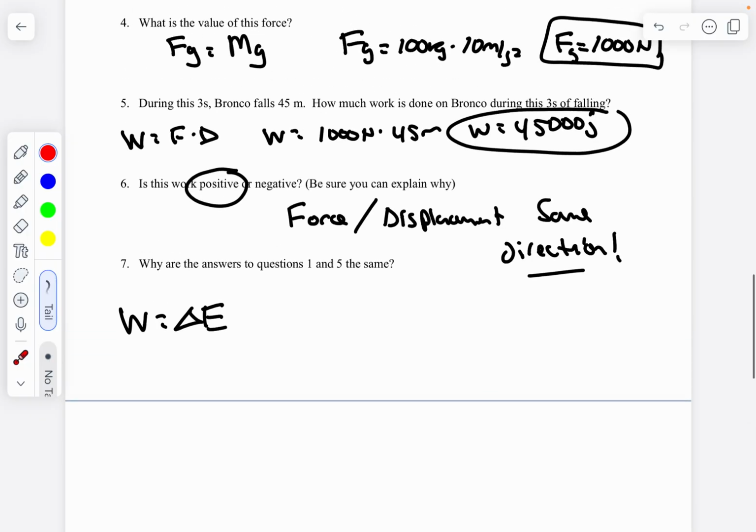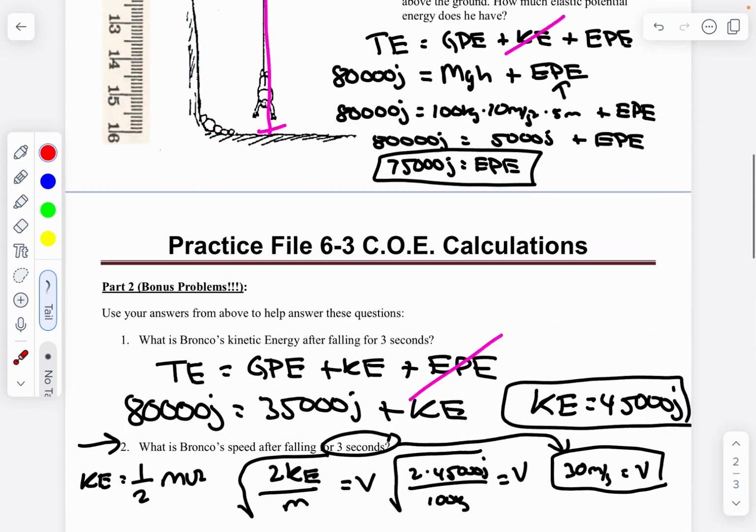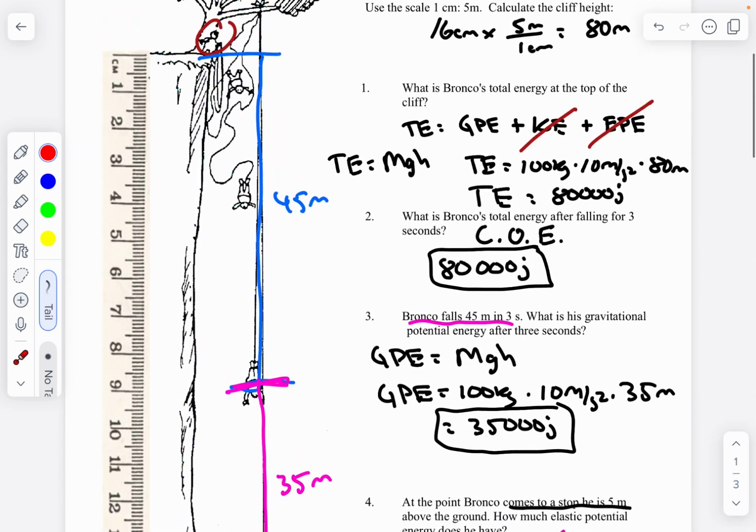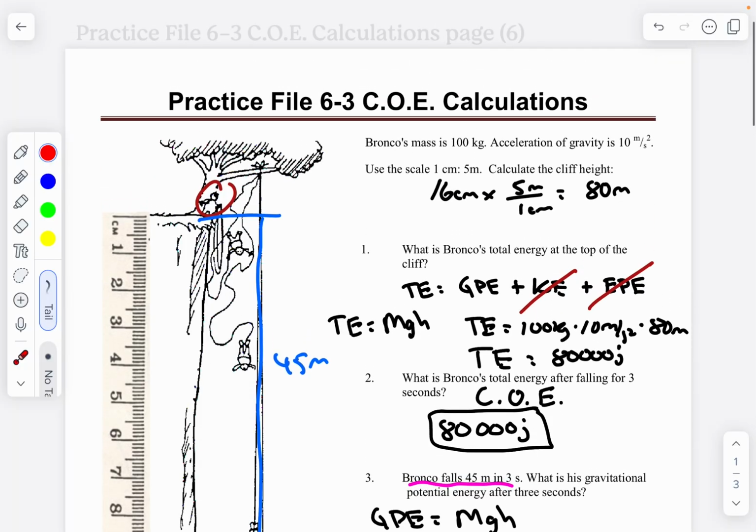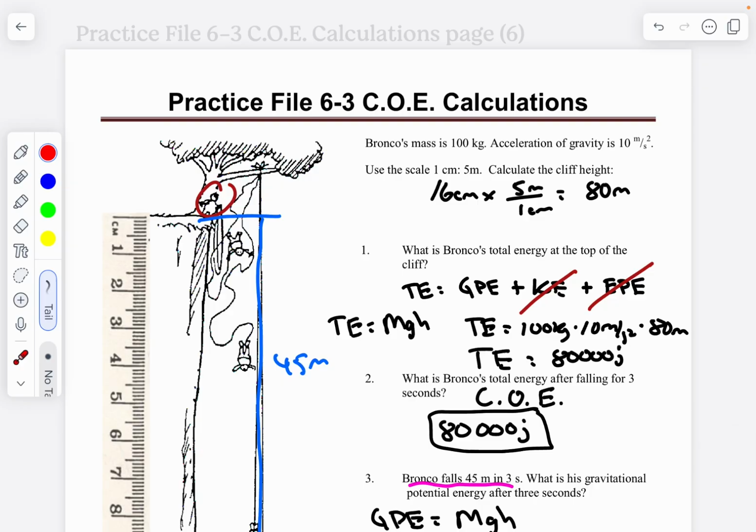There you go, folks. So please go back through, double check all of these. If you have any questions, save them for block day when we will have some time to review these. You absolutely need to know how to do this. This stuff does show up on the test. Good luck. Happy studying.